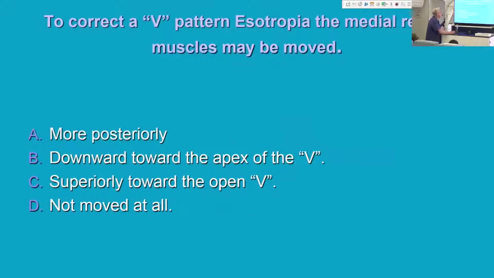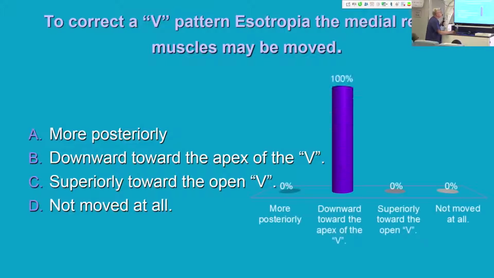To correct the V pattern esotropia, the medial rectus muscles may be moved, A, more posteriorly, B, downward toward the apex of the V, C, superiorly toward the open V, or D, not moved at all. And we should get a good response on this one. We'll hit it again. And sure, 100% said you can move it downward toward the apex of the V. So everybody learned that lesson, and that's good, useful information.